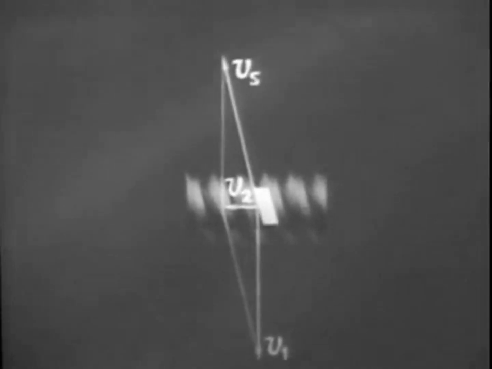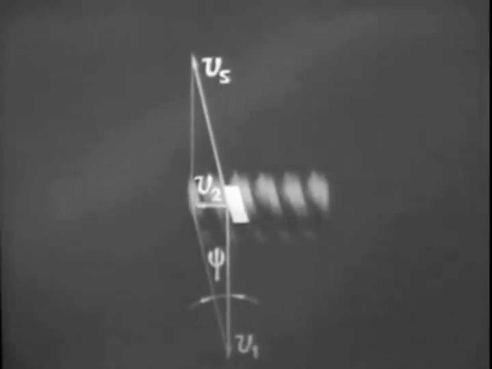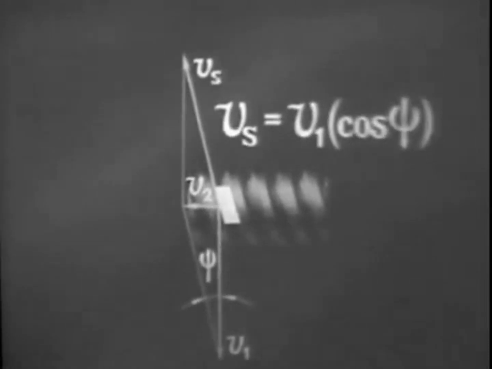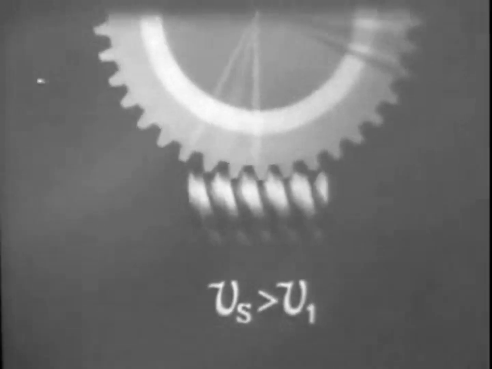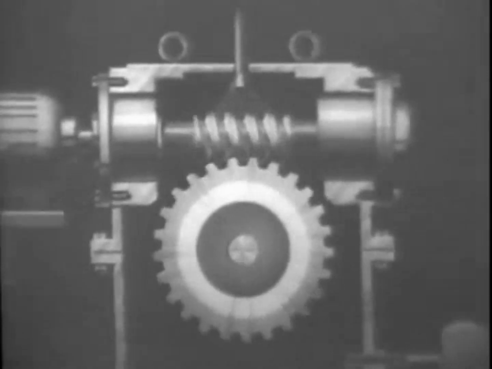During operation, the worm threads slide along the teeth of the wheel. The sliding speed is determined from the parallelogram of the circumferential speeds of the worm and the wheel. In worm gears, the sliding speed is always greater than the circumferential speed of the worm. Sliding is one of the reasons that leads to the destruction of the teeth of the wheel, fatigue pitting, jamming, turning into scoring and fracture.